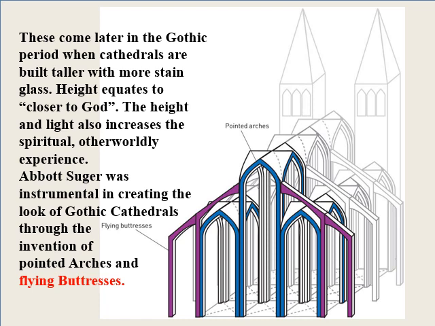Remember Abbot Suger? There he is on my slide there. That's how you spell it. It's like sugar with an E. He is the man who is going to eventually, with his architect, step forward and say, we are ushering in the Gothic period of architecture.